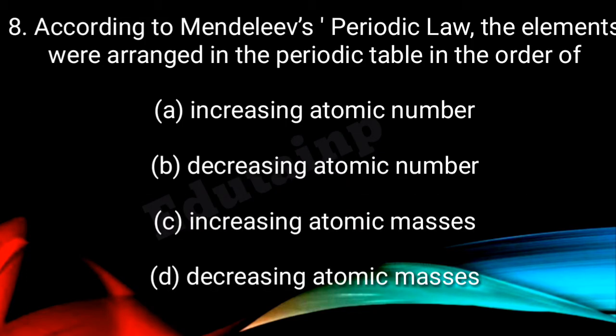According to Mendeleev's periodic law, the elements were arranged in the periodic table in order of dash. Option A: increasing atomic number. Option B: decreasing atomic number. Option C: increasing atomic masses. Option D: decreasing atomic masses.